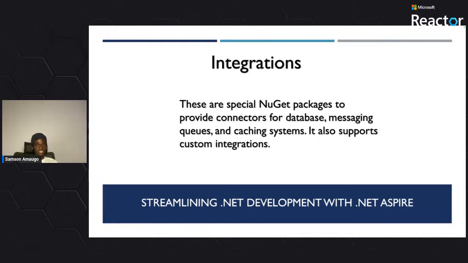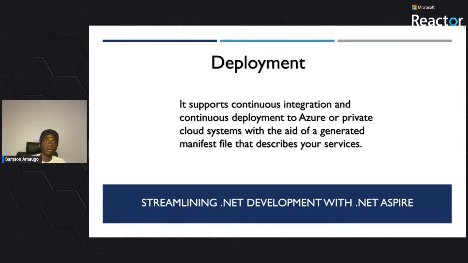And next on the list is integration. In .NET Aspire, when you hear integrations, what should come to your mind is special NuGet packages that help provide connectors for databases, messaging queues, and cache systems, and it even goes further by providing support for you to create your own custom integrations. Maybe you have a custom workload or system that you want to add into the .NET Aspire ecosystem. With custom integrations, you could have that running.